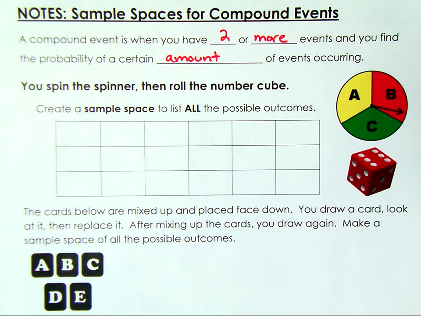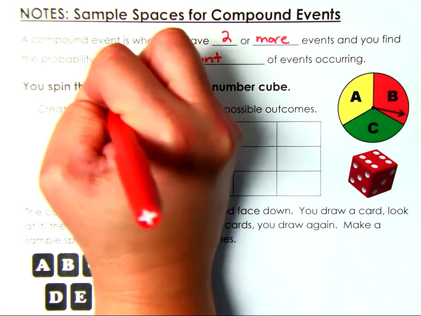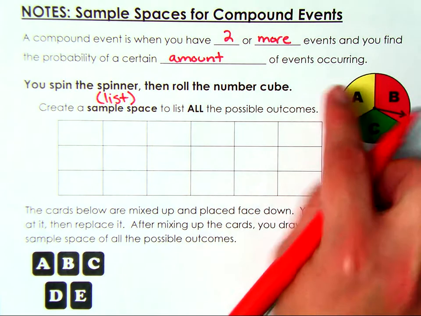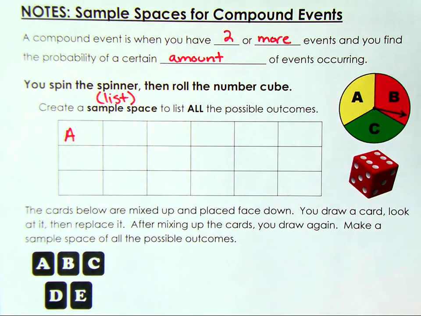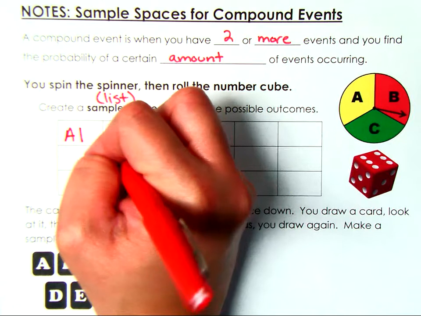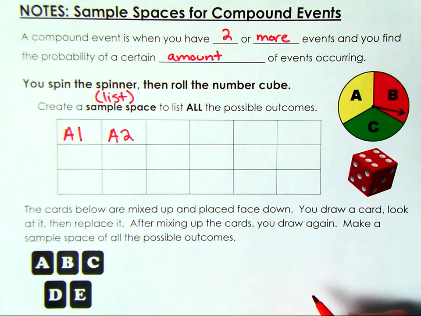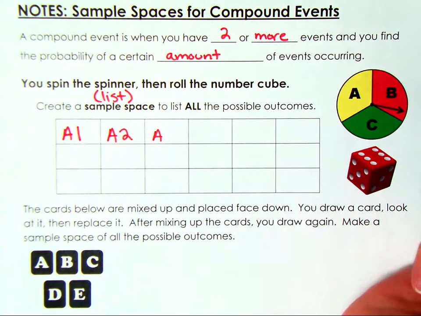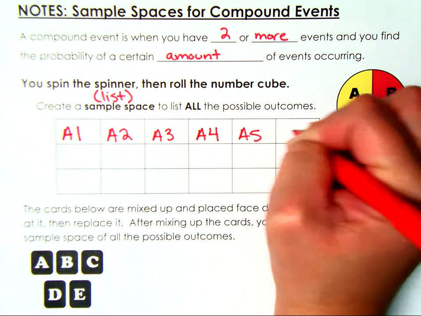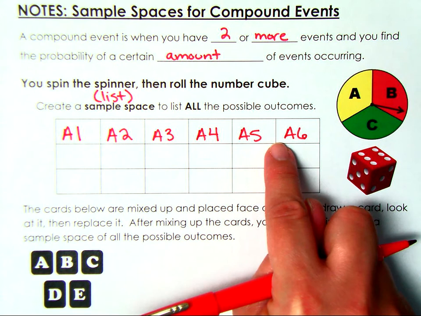If we spin the spinner and roll this number cube, we want to create a sample space, or a list of all the possible outcomes. So I could spin and this spinner could land on A. As I'm spinning and landing on A, I can roll this number cube and roll a 1. Or I can spin and land on A, and I can land on 2. So basically we're listing all the combinations. I could spin and land on A, and then roll a 3. Land on A, roll a 4, and so on and so forth. These are all the number combinations possible with that number cube with the letter A.